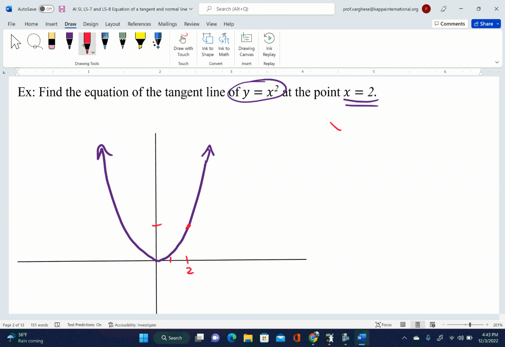to find out what that point is, I want to go ahead and set my x and y, do a little table. I know x is equal to 2, y is equal to x squared, so 2 squared gives me 4. Okay, so when x equals 2, y is equal to 4.